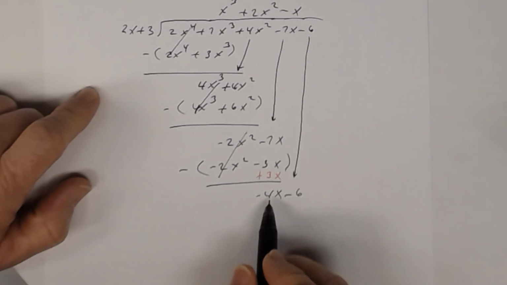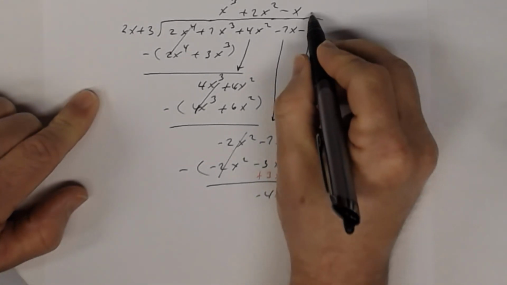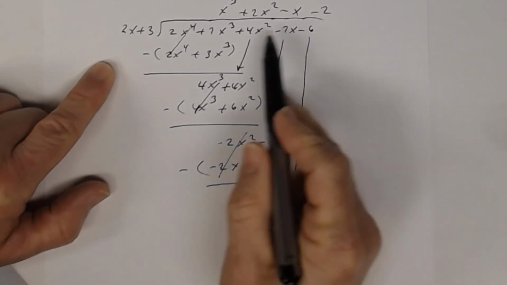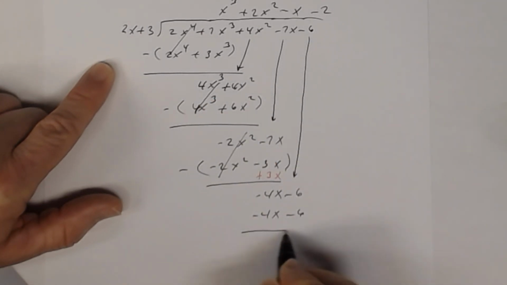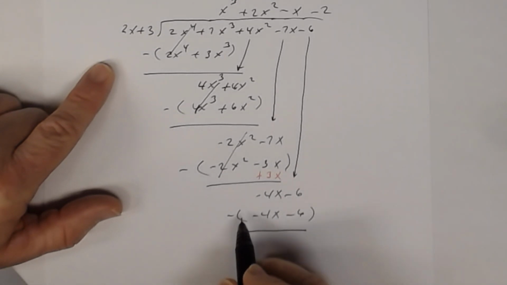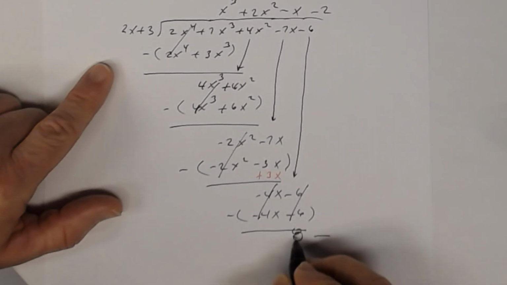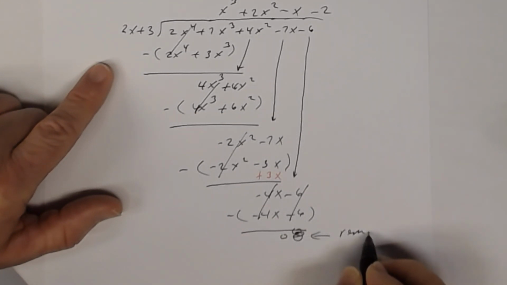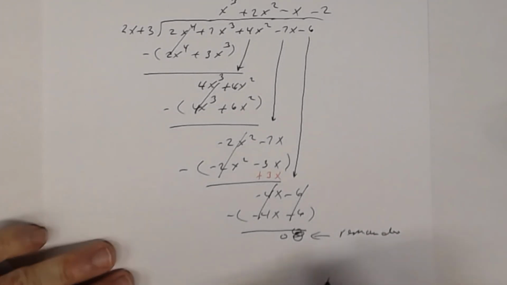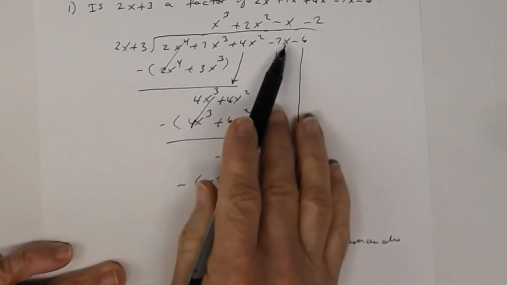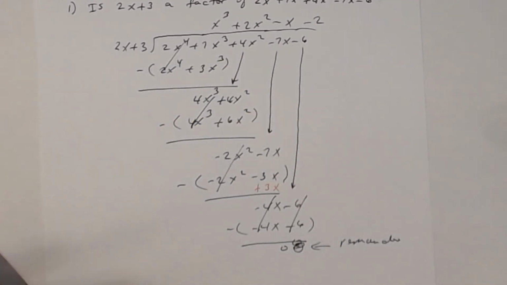I continue on. Negative 4x divided by 2x is a negative 2. Negative 2 times 2x is a negative 4x. Negative 2 times 3 is a negative 6. And then you subtract. Negative 4x minus itself is 0. Negative 6 minus itself is 0. So notice the remainder is 0. Now remember, if the remainder is 0, that means the divisor is a factor of the dividend. The directions do say to explain your answer in a sentence.